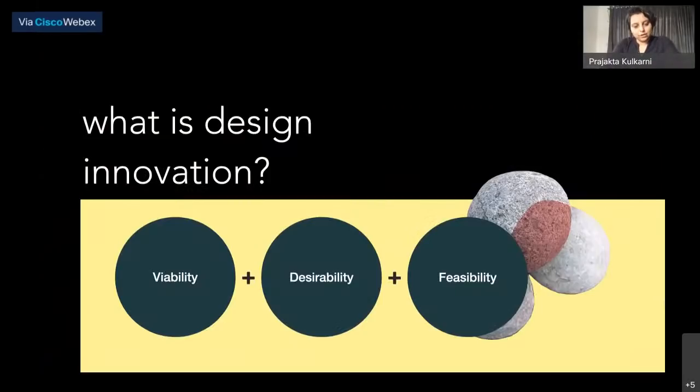What is design innovation? Design innovation is what comes out of design thinking, I would say. It is something that combines viability, desirability, and feasibility all together. And that's something that I will be focusing on in the next part of the session. So I'll continue to talk about viability, desirability, and feasibility in the next part.